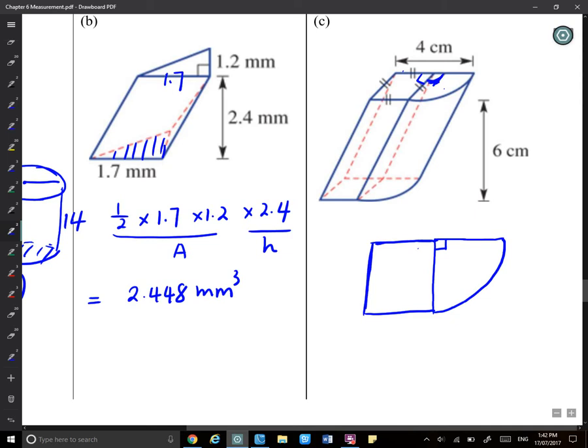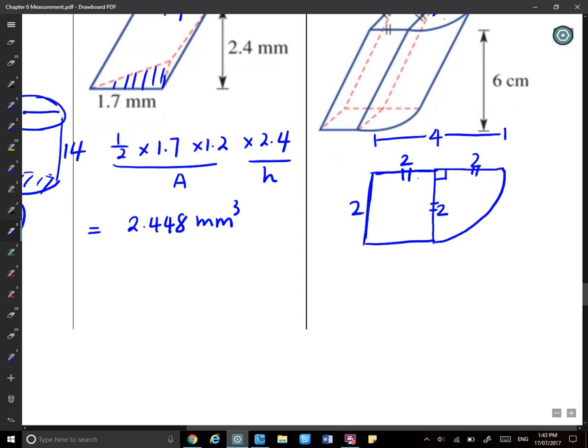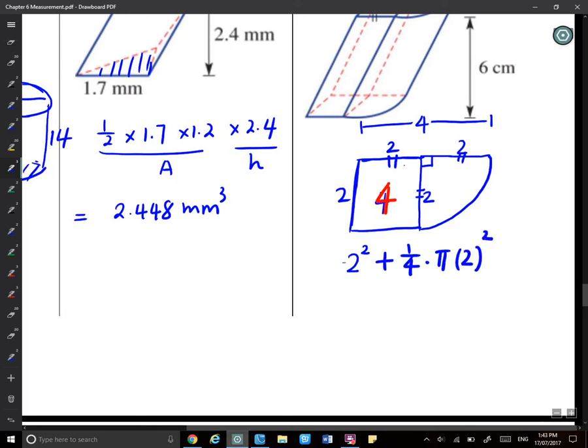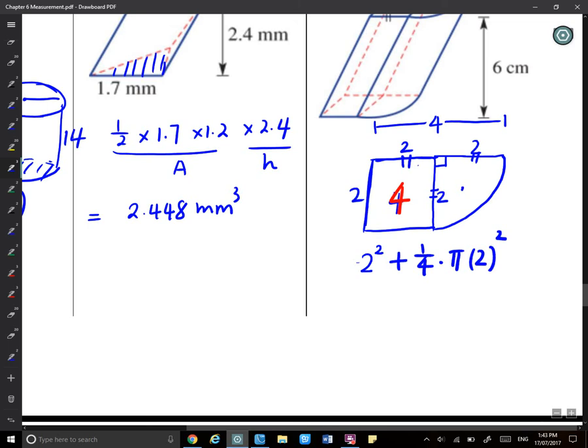Because that's a sector, this length will be the same as this one, and this one is also the same as that one. The whole length is 4 here, then each of those will be 2. Then the area of the square will be 2 squared, that's 4, plus a quarter times pi times 2 squared, which is a quarter of the circle, which gives me 4 plus pi. Area equals that.